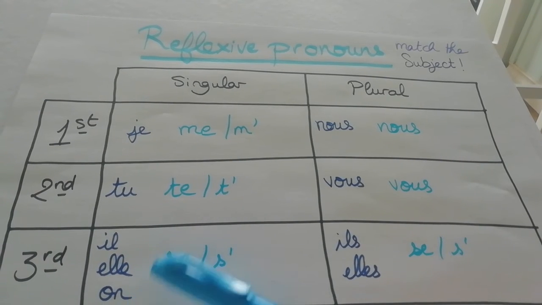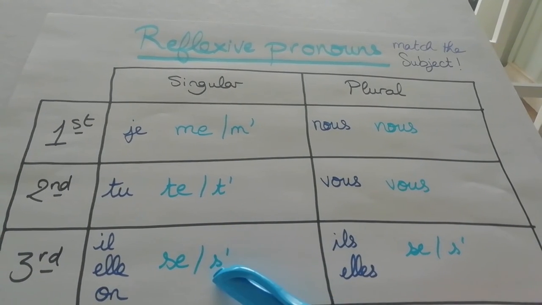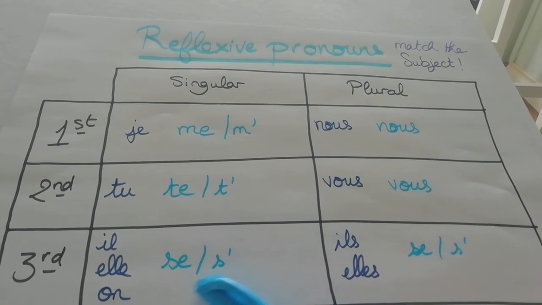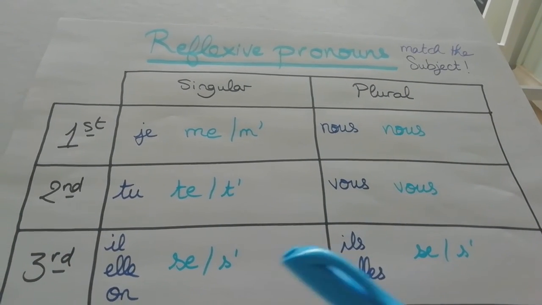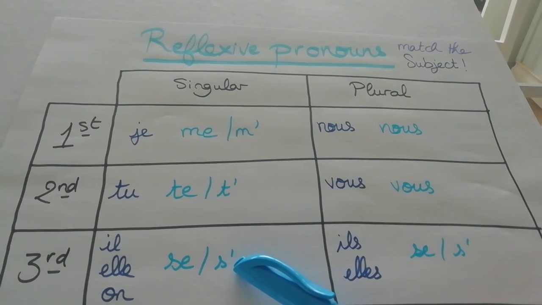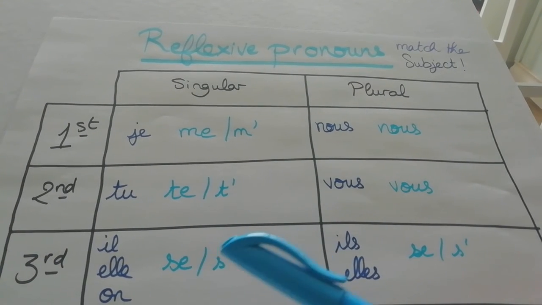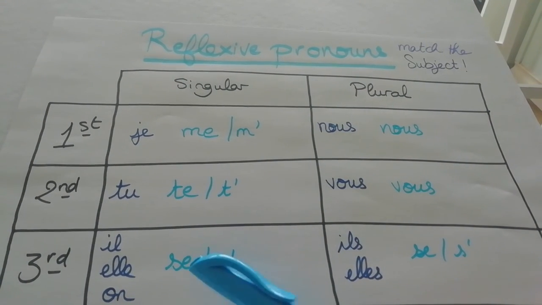Il, elle, and on all use the same. They use se or s apostrophe. So, il se dispute, he argues. Elle s'appelle, her name is. And on se voit would be we see each other.